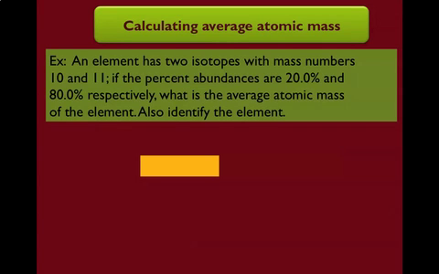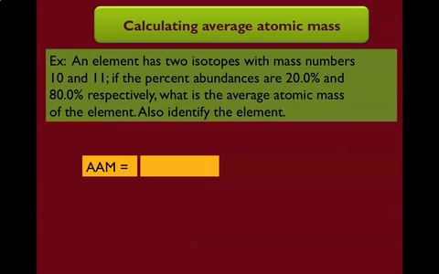So to calculate the average atomic mass, we're going to do a couple practice problems. For example, an element has 2 isotopes with mass numbers 10 and 11. If the percent abundances are 20% and 80% respectively, what is the average atomic mass of the element? Also identify the element.